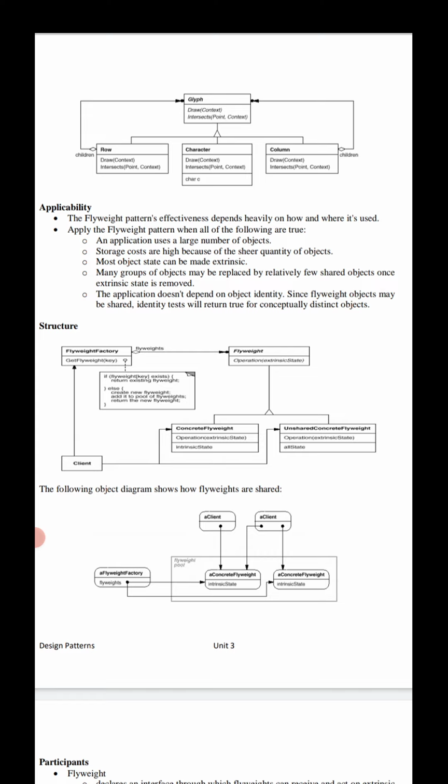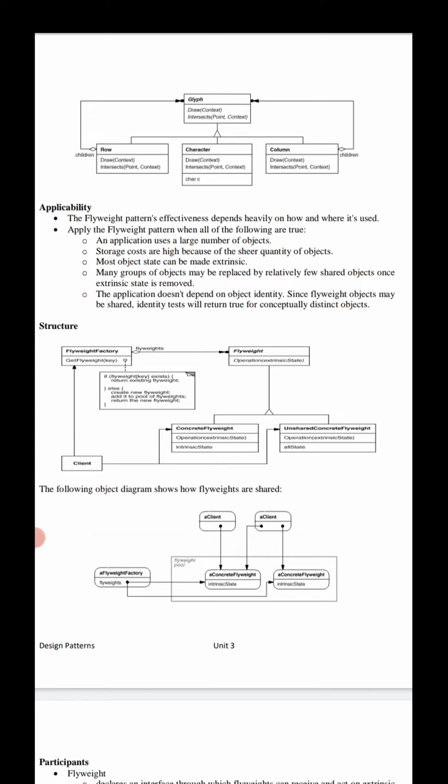Apply the flyweight design pattern when all of the following are true. First, an application uses a large number of objects. If you take one application, it can use a very large number of objects, and its storage costs are high. Storage cost should be expensive because of the sheer quantity of objects.